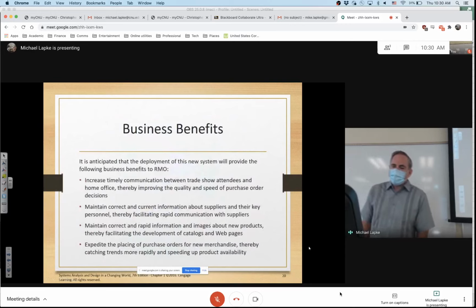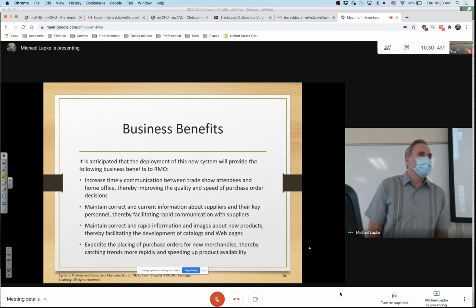All right, the business benefits. Increased timely communication between the trade show attendees and the home office, so improving the quality and speed of purchase order decisions. So where does that fit? Is that an analysis thing, a planning thing, a design thing? Where do you think that fits? It's a tricky question, I'll admit. Give it your best shot, I won't judge you.